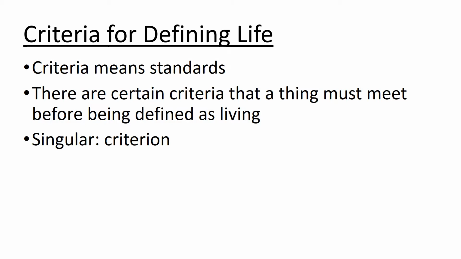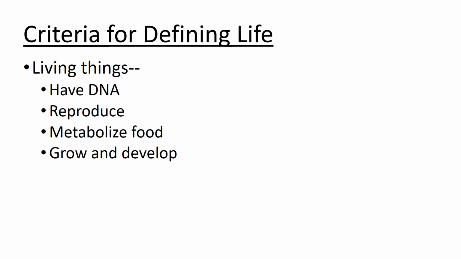And if there's just one of these standards, the way you'd use the word is criterion. So you'd have one criterion, you'd have many criteria. So what are the criteria for defining life? Well, among other things, living things have DNA, they reproduce, they metabolize food, and they grow and develop. So these are some of the criteria that we use to determine whether or not something is alive.